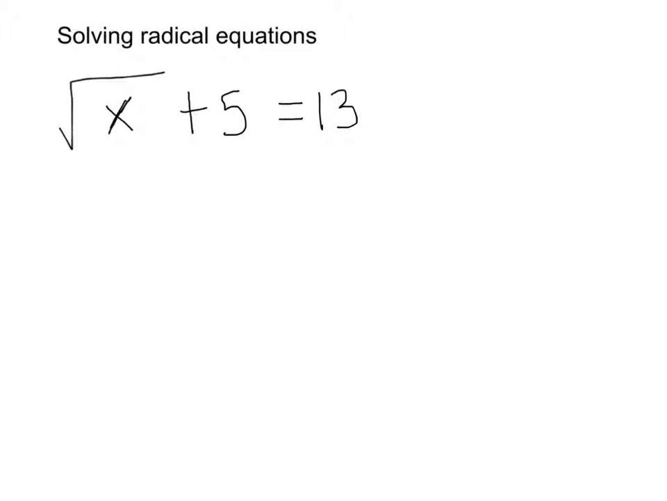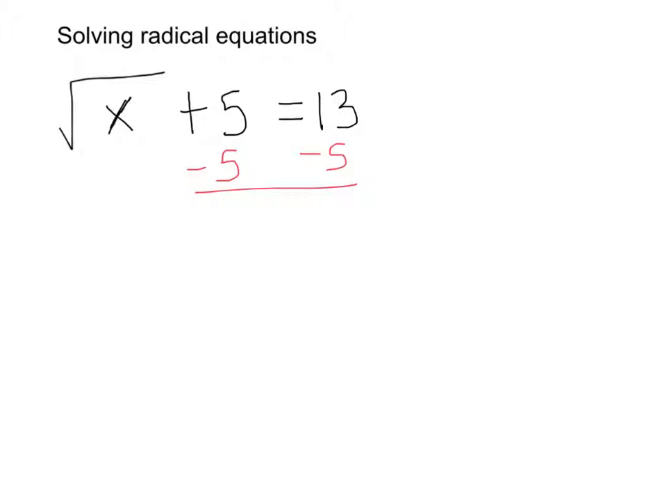And so what we're doing right here is we are solving radical equations. So our goal is to see what number can I plug in for x and then add 5 to it and end up with 13, right? And so the first step we need to do is we need to try to isolate the square root of x on the left of the equal sign by itself. So I'm going to subtract 5 from both sides like that.